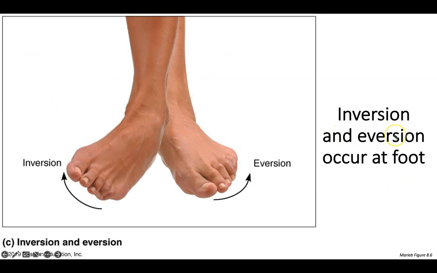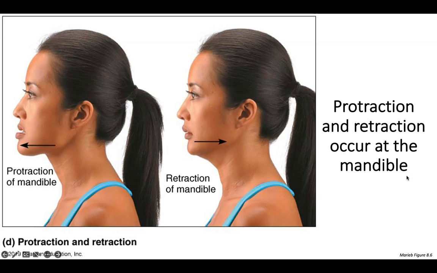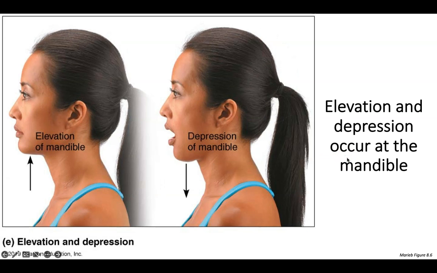Also at the feet, we have inversion and eversion. Inversion is just the sole of the foot facing inward, so toward the midline of the body. And eversion is the sole of the foot facing outward, or lateral to the body. We have 4 words that occur specifically for the mandible, so the lower jaw. Protraction and retraction: if you push your mandible forward, that's protraction. If you pull it back in, that's retraction. Additionally, elevation is basically closing your mouth, and depression of the mandible is opening your mouth.